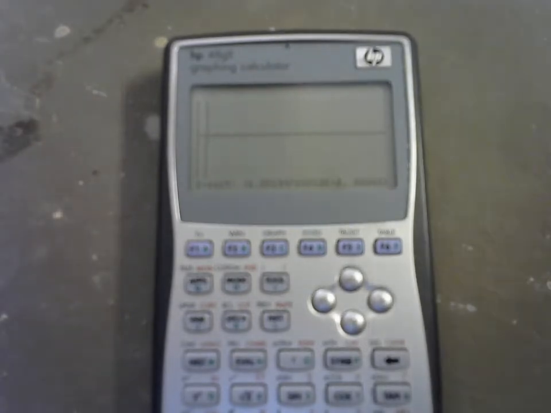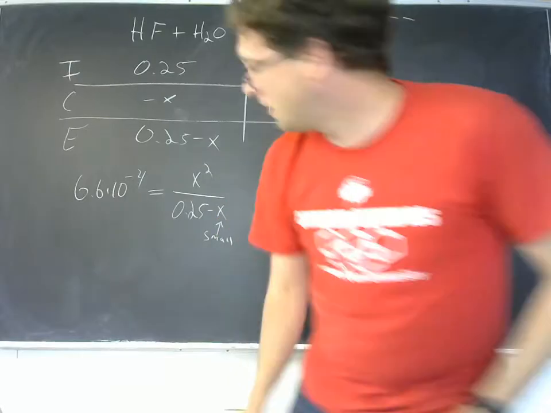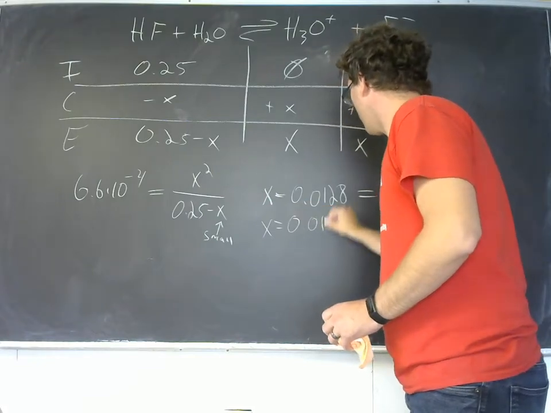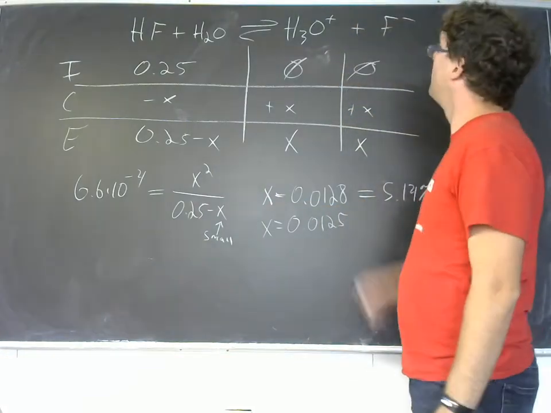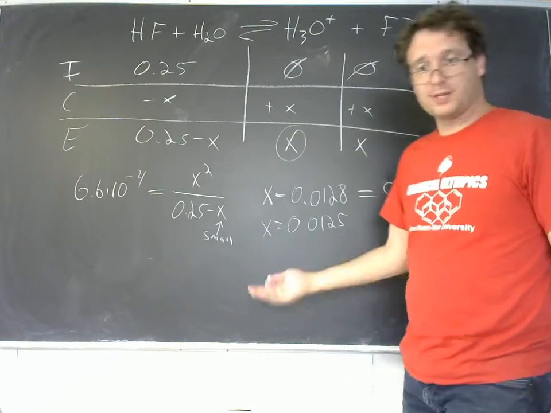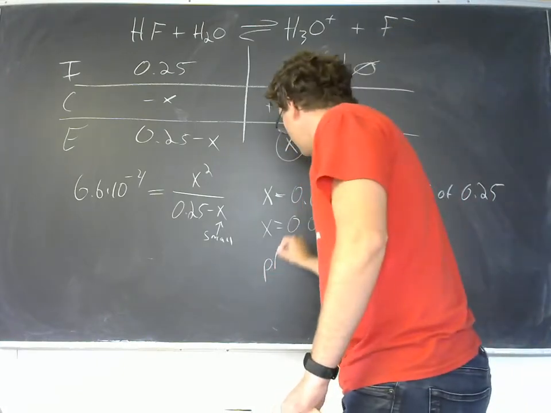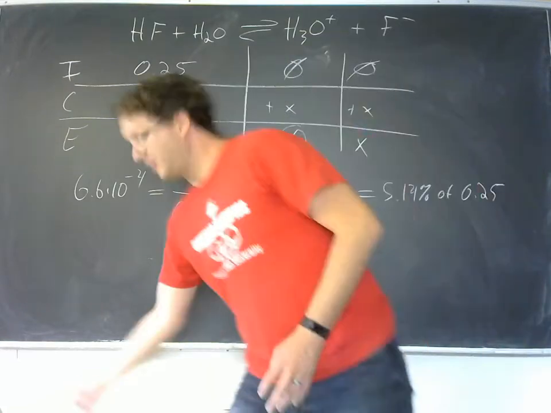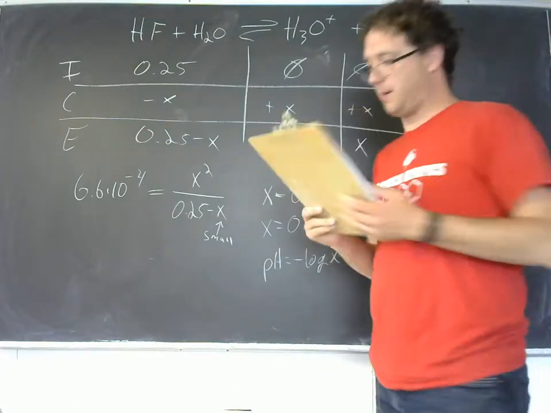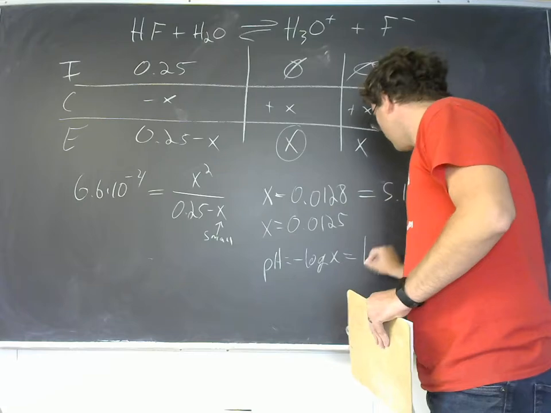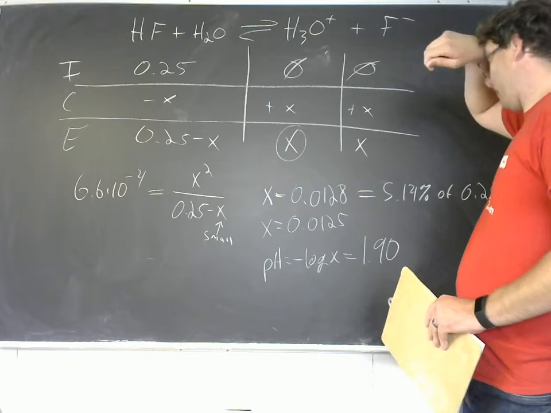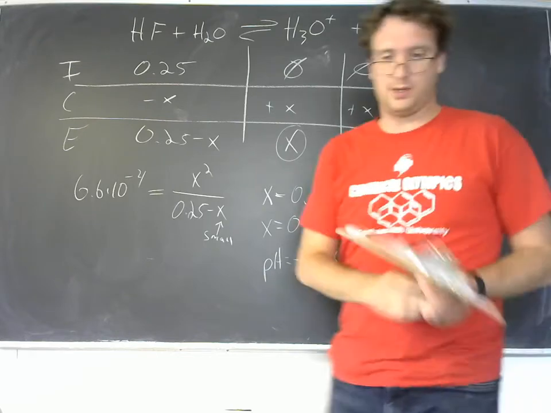So we've got our number now. X is actually 1.25 times 10 to the negative second. So now we can come back here and say x is actually equal to 0.0125, and x is our H3O plus concentration, and so the pH is just going to equal the negative log of x, and that's going to be a pH of 1.90. We only get 2 sig figs in the end, so that is the solution. Let's move on to the next one.